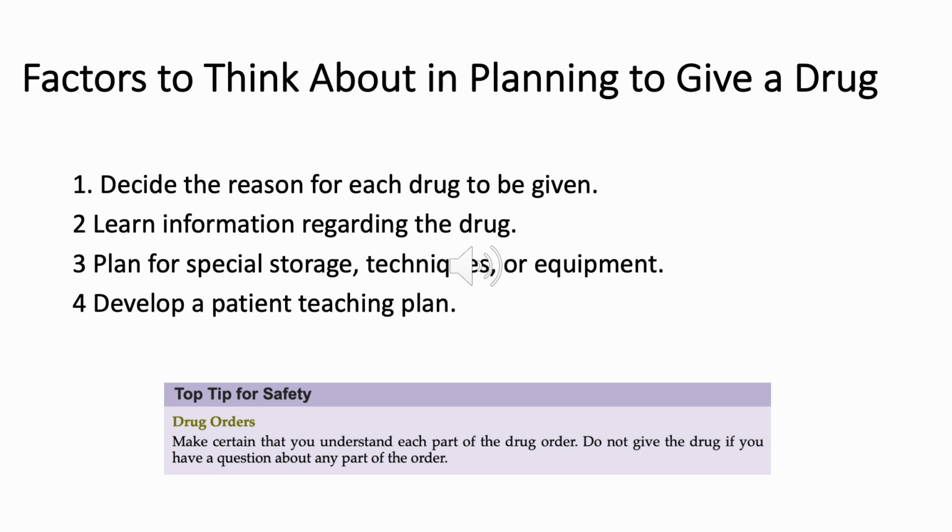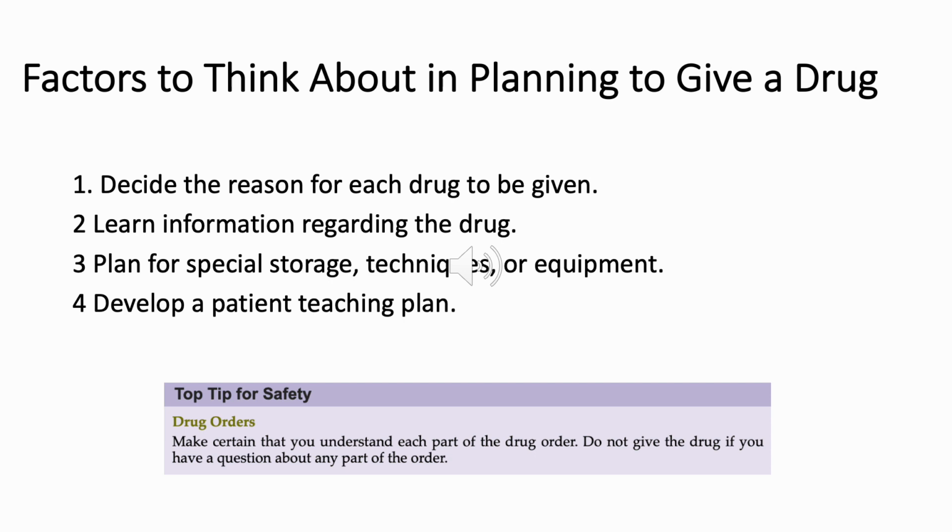Factors to think about in planning to give a drug. Number 1, decide the reason for each drug to be given. Number 2, learn the information regarding the drug. Number 3, plan for special storage, techniques, or equipment. Number 4, develop a patient teaching plan. The factors to consider in planning to give a drug.